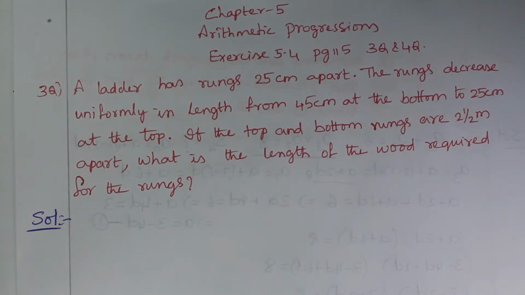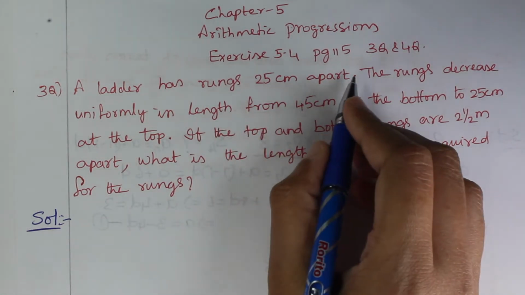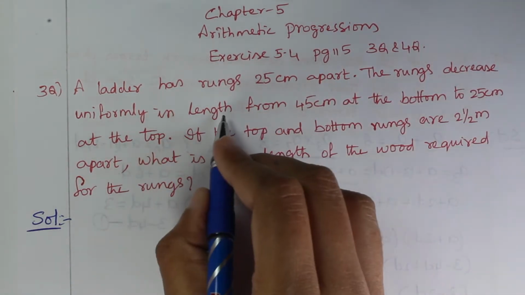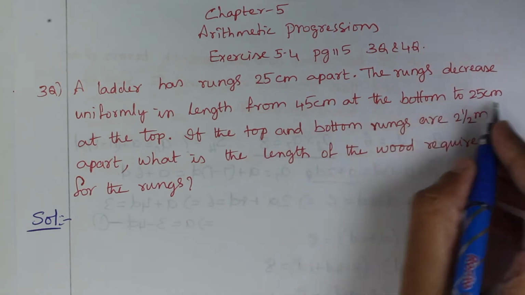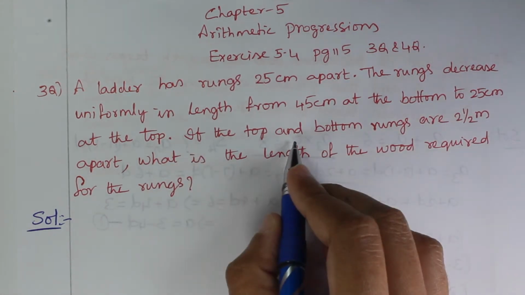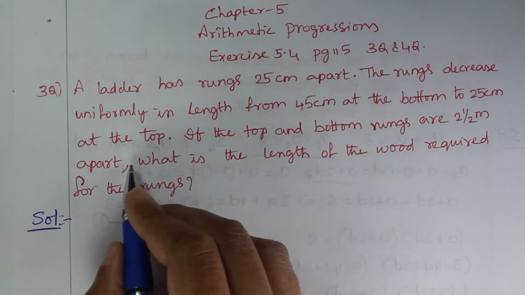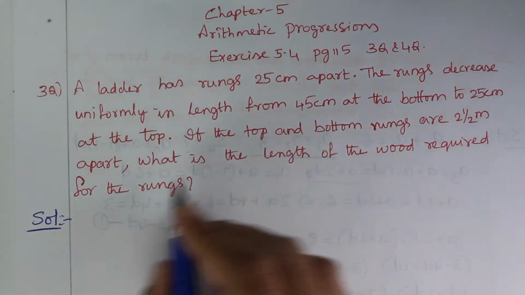Third question. A ladder has rungs 25 centimeters apart. The rungs decrease uniformly in length from 45 centimeters at the bottom to 25 centimeters at the top. If the top and bottom rungs are 2.5 meters apart, what is the length of the wood required for the rungs?